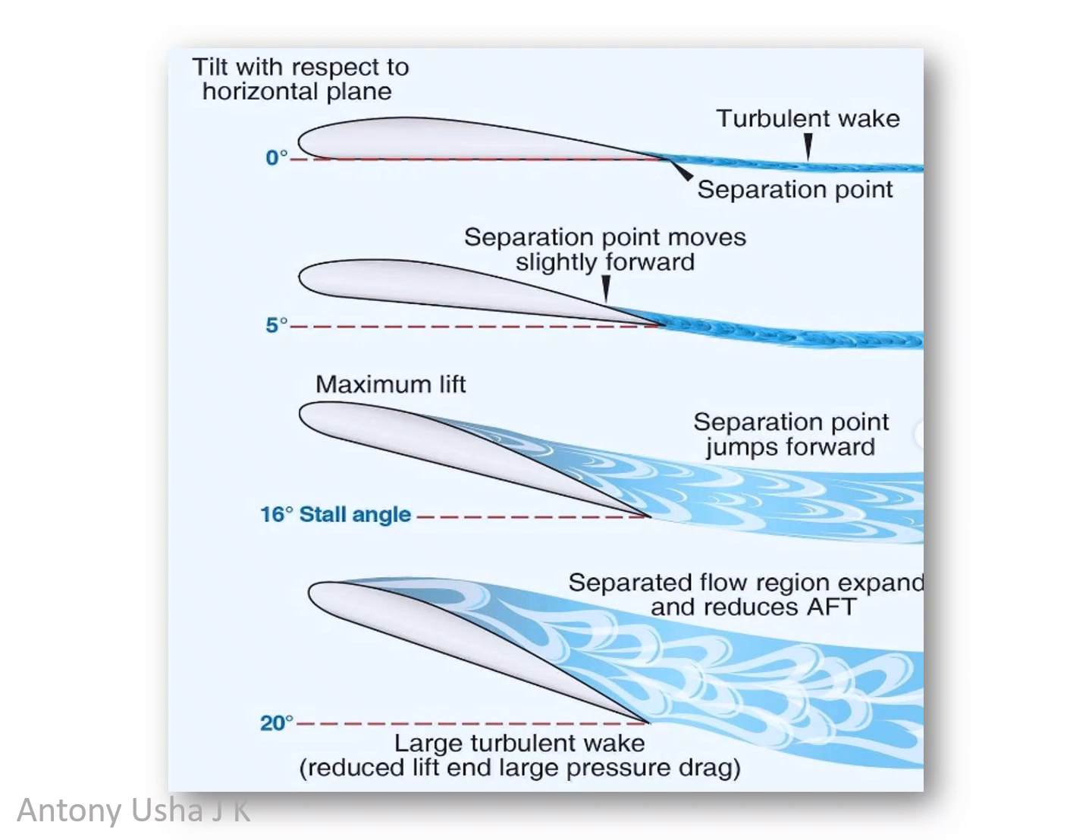At 16 degrees, the airfoil reaches its stall angle, where the maximum lift is produced. Beyond this point, the separation point jumps forward rapidly. At 20 degrees, the airflow is almost fully separated, forming a large turbulent wake. This significantly reduces lift and greatly increases the pressure drag. This sudden loss in lift is what we call a stall, a critical concept in aircraft performance and safety.